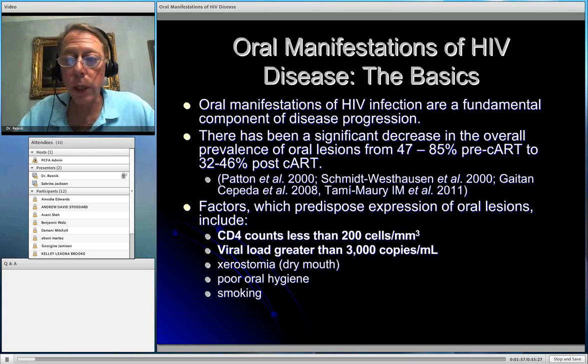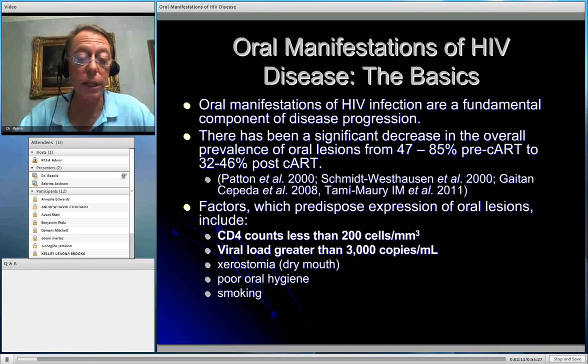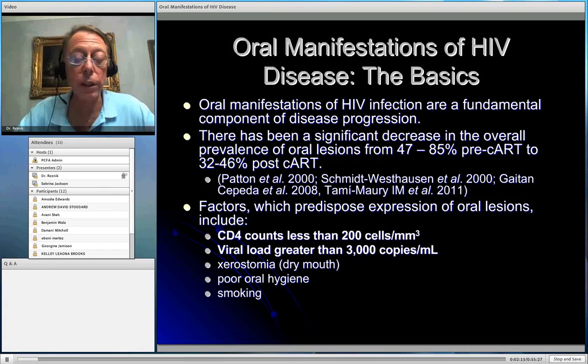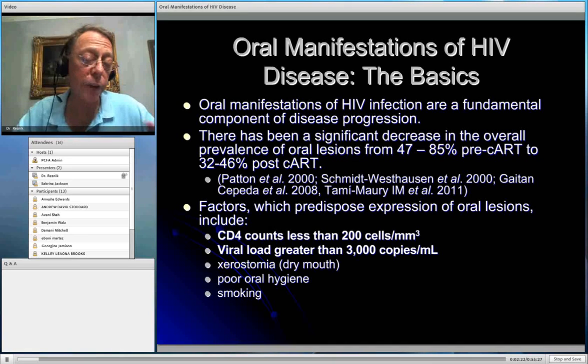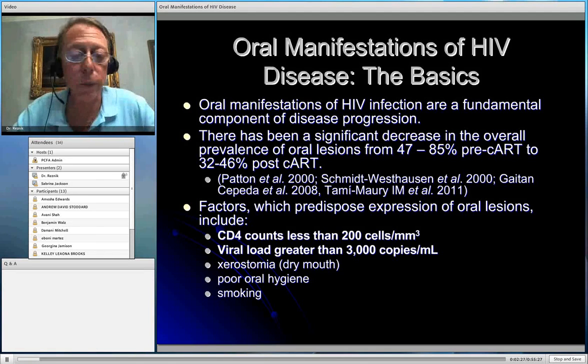And maybe to help those with some of the abbreviations, I'm using CART, which is Combination Antiretroviral Therapy, in this particular slide. So we went from a significant population where we had maybe 47 to 85% of people presenting with at least one oral manifestation, to now where it's really somewhere between 32 and 46%. So we still are seeing all of the things that we saw earlier in the epidemic, and we're seeing a few things that are new, or maybe a little bit new, or at least the amount that we're seeing, but not to the same degree.